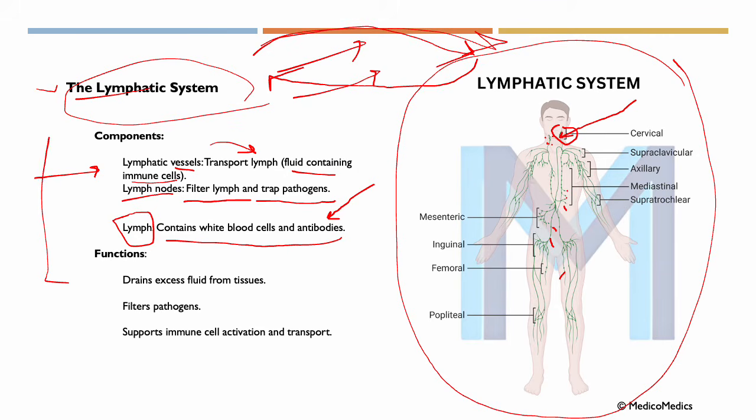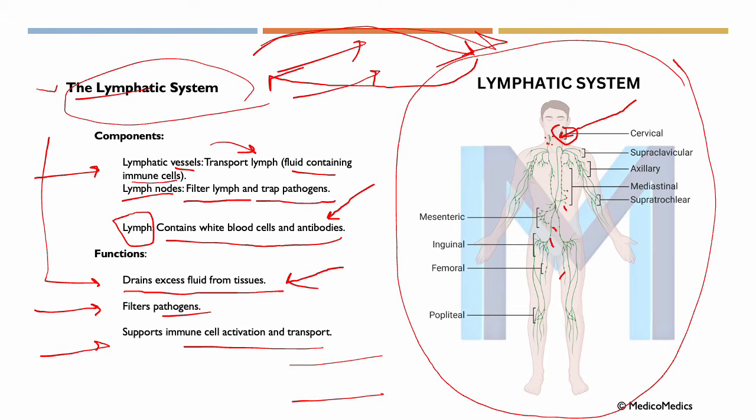Now the functions of the lymphatic system include draining excess fluid from tissues, also filtering pathogens, and supporting immune cell activation and transport. So draining excess fluids essentially means that if you have an abundance of volume in your circulatory system, where we talk about veins and arteries, if we have excess fluid, some of that gets drained back into our lymphatic system. But we talk about that in depth in our physiology course.